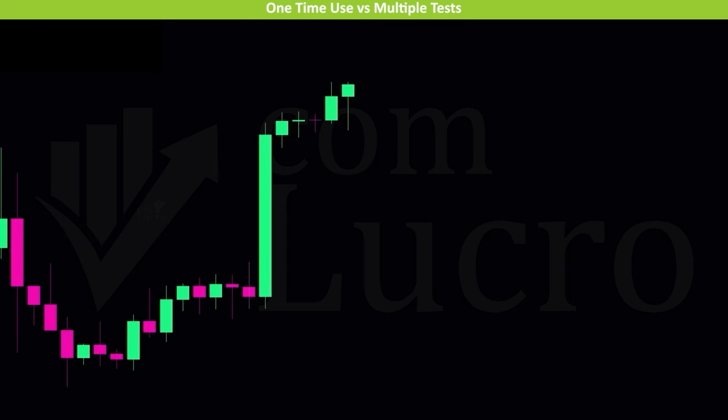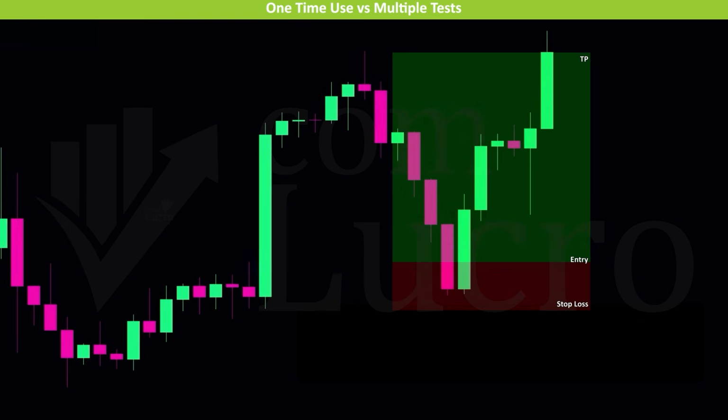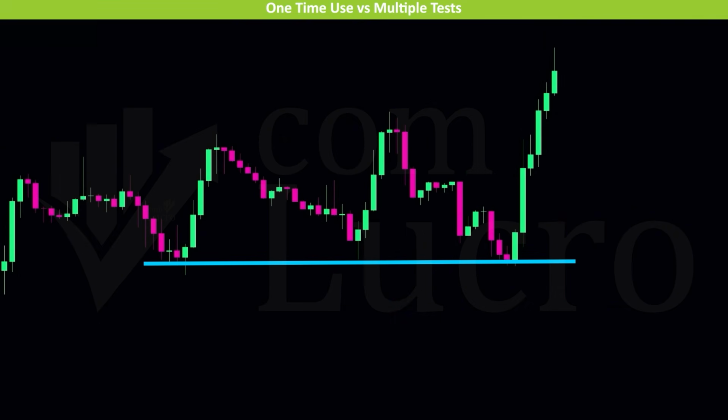A third difference relates to how often price can interact with these levels. Order blocks are generally considered a one-time use. Once price returns to and touches an order block, it is no longer treated as valid. Support and resistance levels, in contrast, can be tested and respected multiple times before they lose their significance.